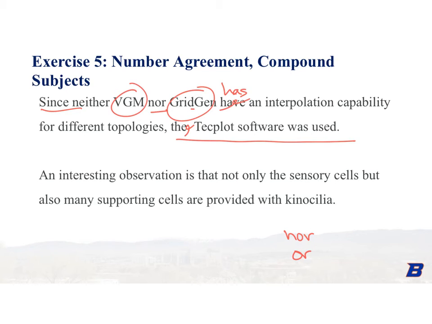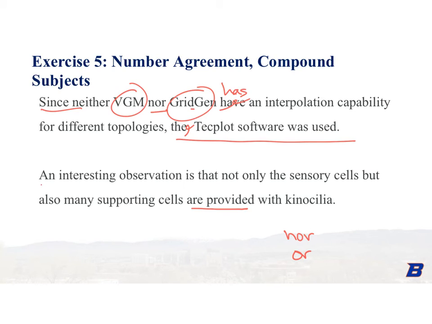So for the second example, it starts, an interesting observation is that not only the sensory cells, but also many supporting cells are provided with kinocilia. So this one is kind of tricky because your main verb is actually right here. An interesting observation is that not only the sensory cells, but also the many supporting cells is all one big subject. And obviously you would break that down into a couple of chunks.